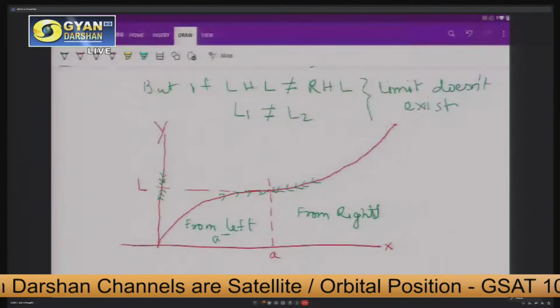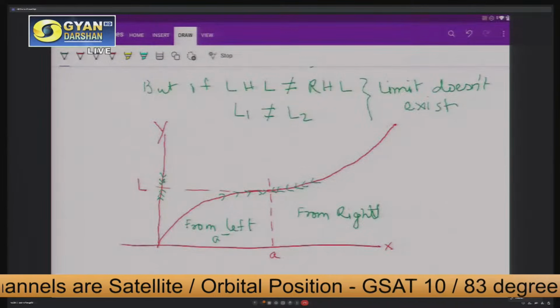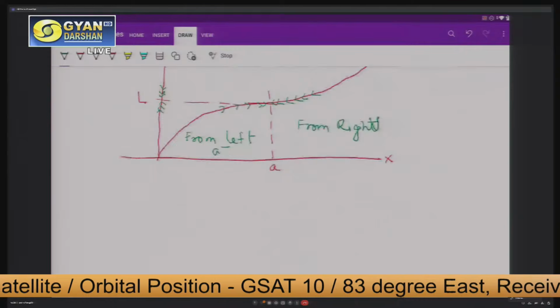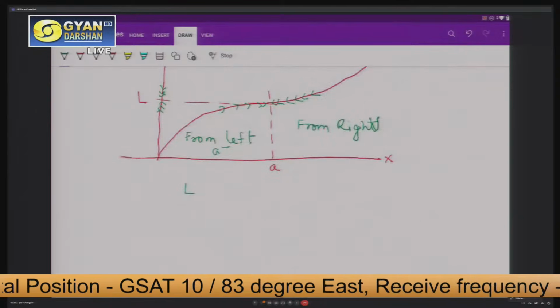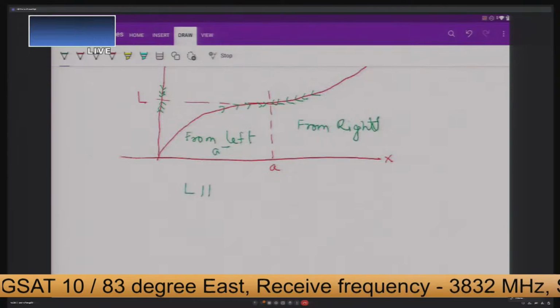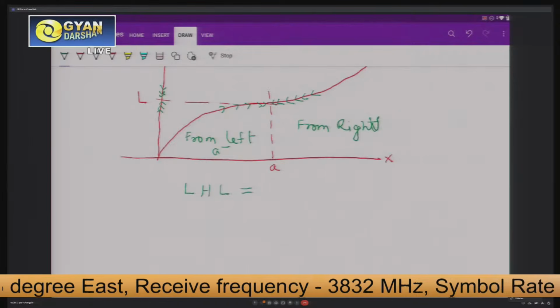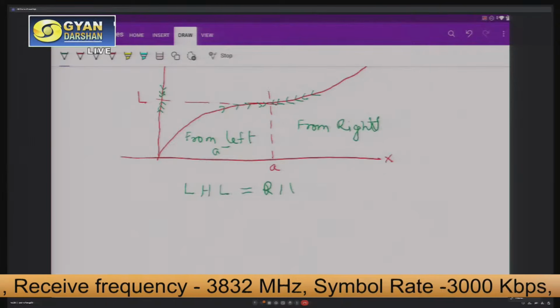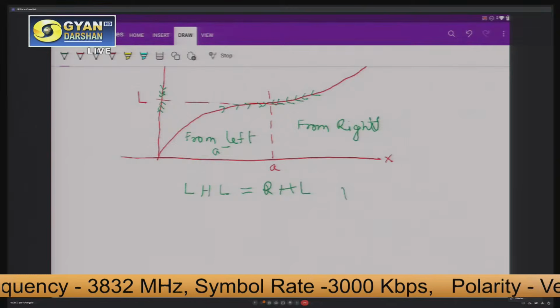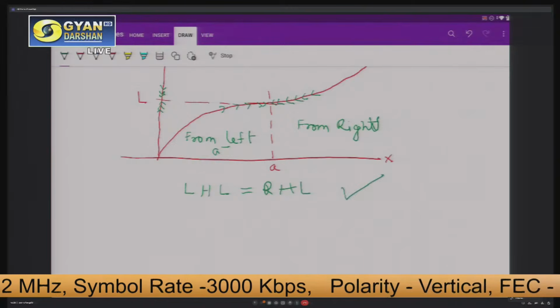So here we say that the left hand limit is equal to the right hand limit, and so the limit exists.